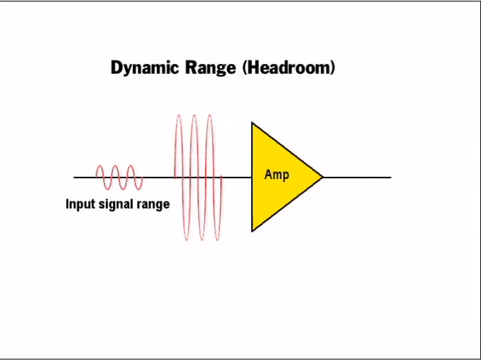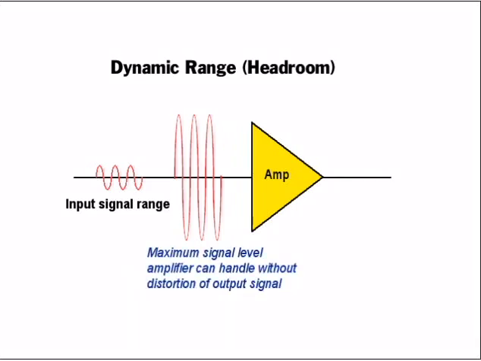The dynamic range of an amplifier, or headroom as it's sometimes called, is a measure of the range of input signal amplitude that the amplifier will handle without distortion. The higher the better. A maximum input signal level of 30 dBmV is good.